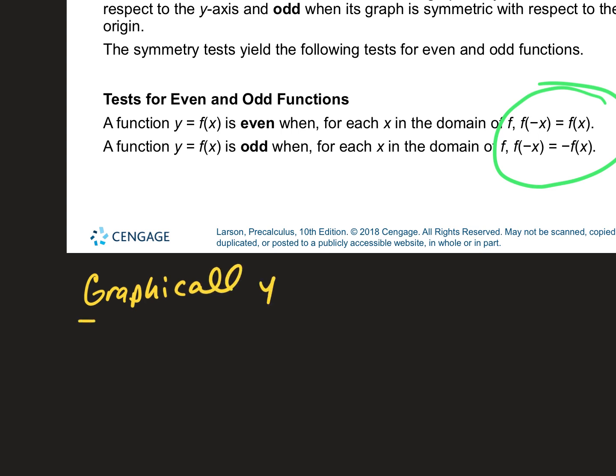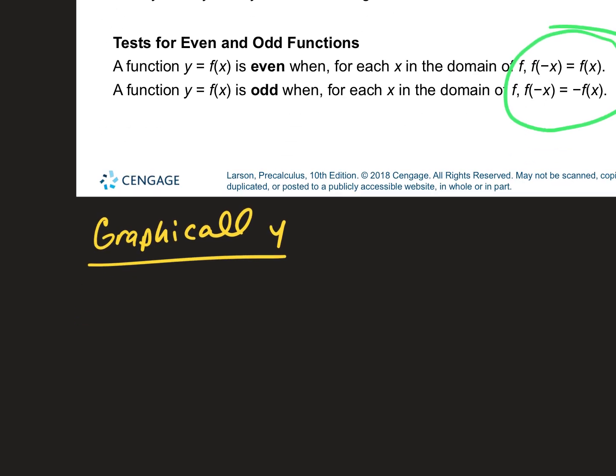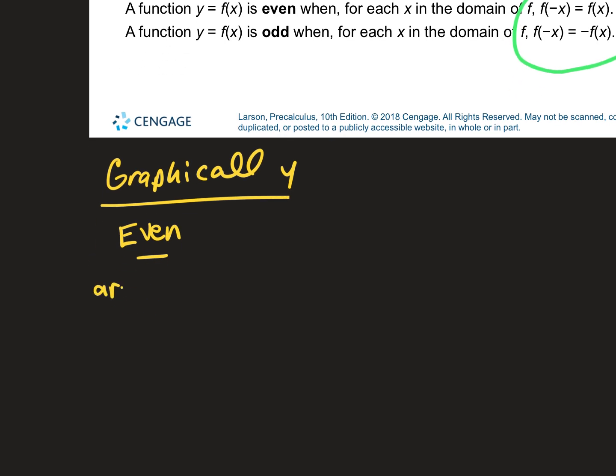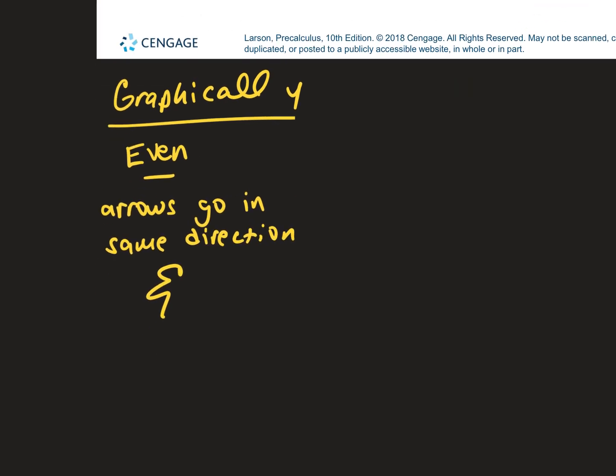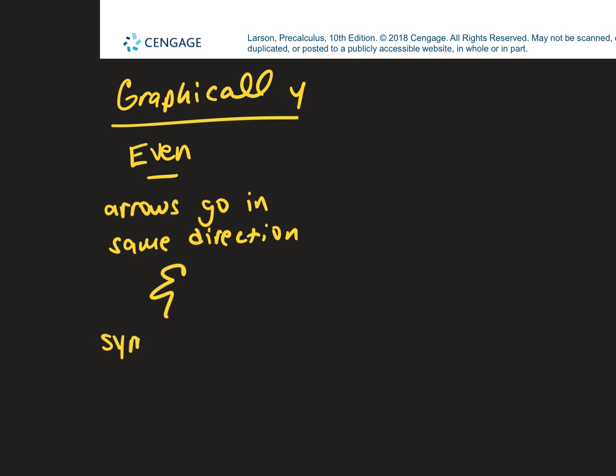If you graphically are asked, is this function odd or even? A function is even if both of these things happen. The arrows go in the same direction and the graph is symmetric, with 2 M's, to the y-axis. What does that mean? The y-axis does what to the graph? Cuts it in half. It has to be perfectly symmetric to the y-axis, meaning the y-axis cuts it in half.